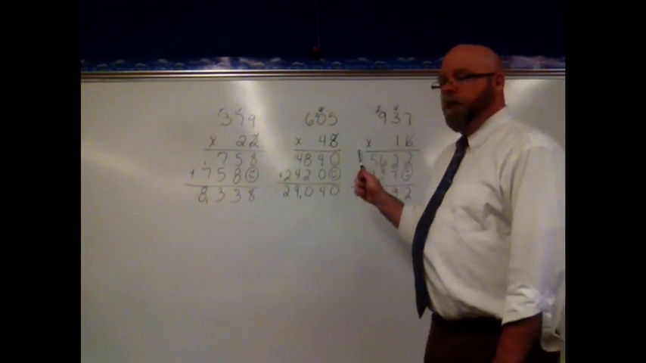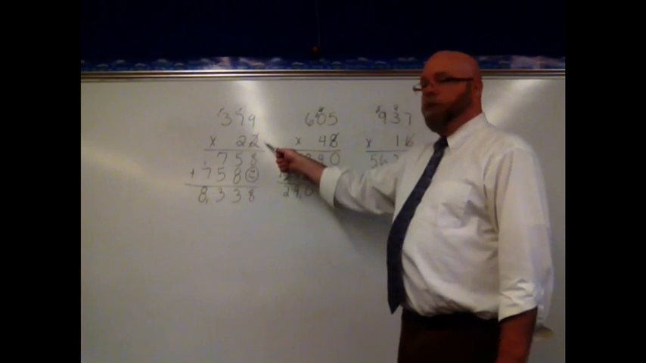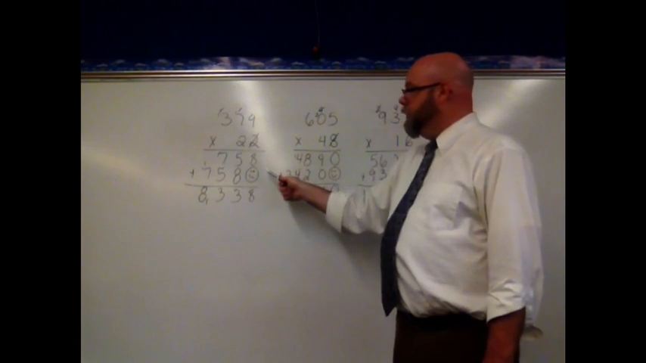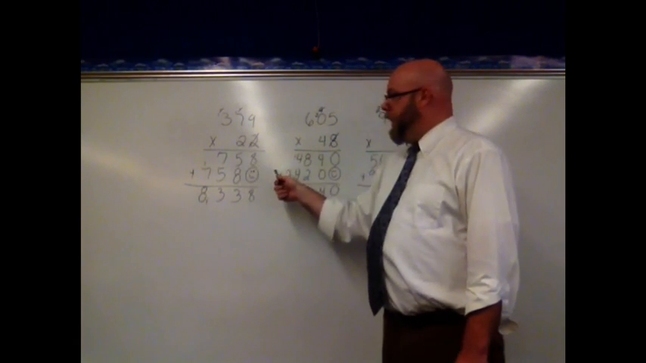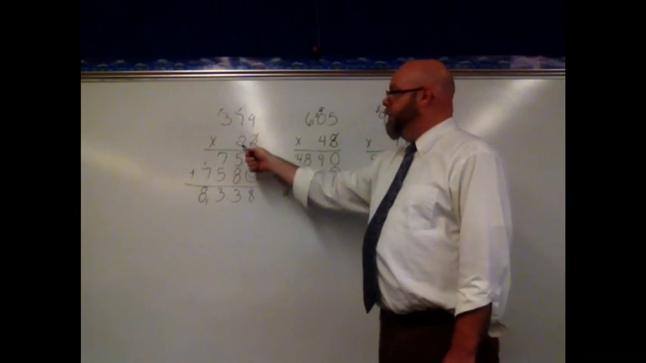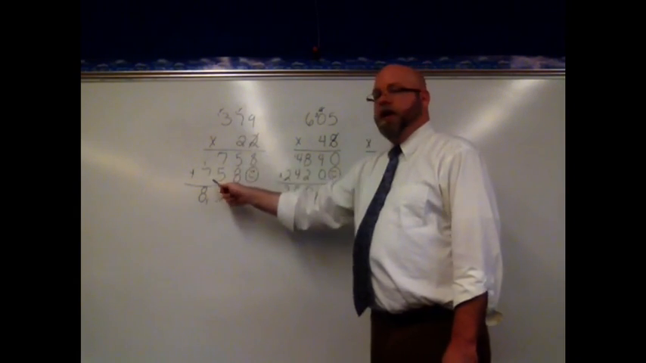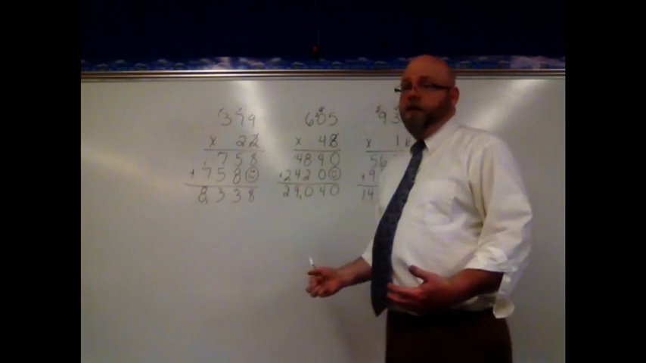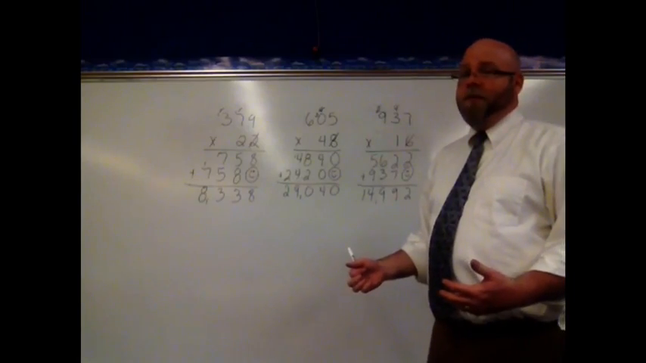So, multiplying by a two-digit number, multiply by the ones place, write it down. Add your second row 0, then multiply by the tens place, write it down, add, and you've got your answer. Not complicated at all.